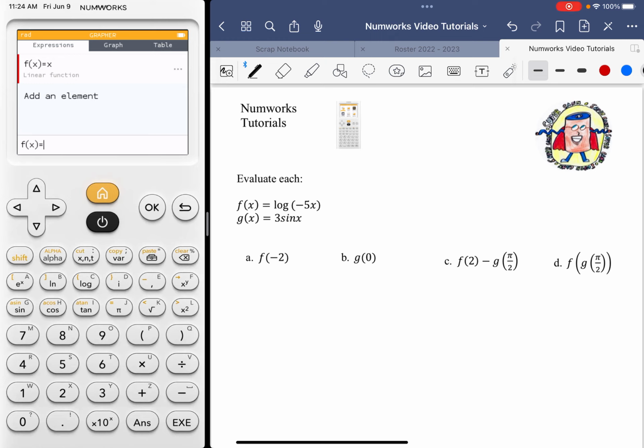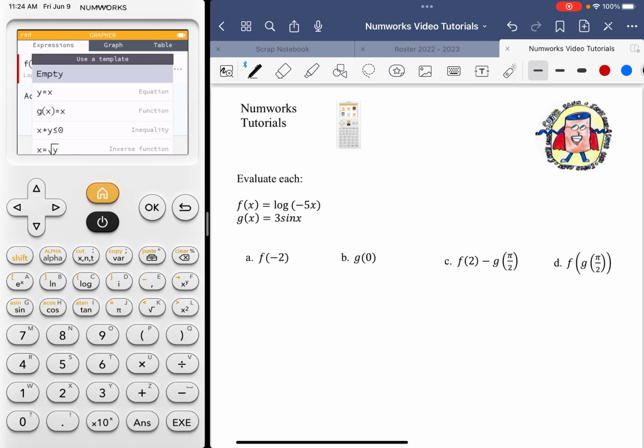This is a common log, so just log. In this calculator, there is no separate negative and minus key. In the TI, you have a negative key and then you have the minus key, and if you ever got a syntax error, that was probably what you did, one instead of the other. So I'm going to put in the minus symbol, 5x, lock it in. Add an element, 3 sine of x.